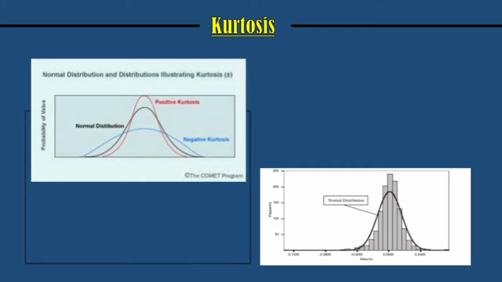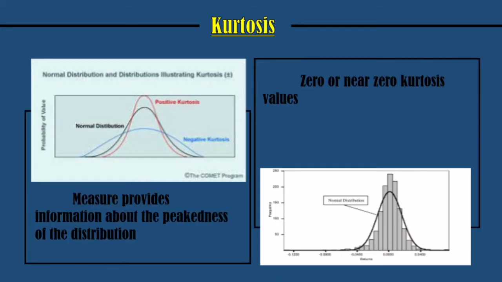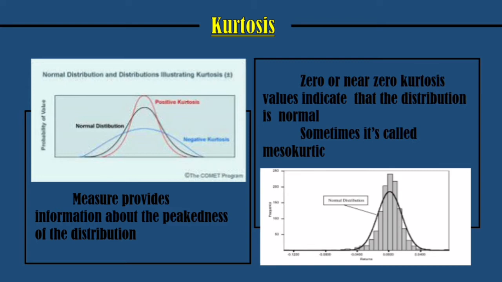Then we have the kurtosis. This measure provides information about the peakedness of the distribution. Kurtosis is actually a statistical measure used to describe the degree to which scores cluster in the tails or peak of a frequency distribution. The peak, as you can see in the illustration, is the tallest part of the distribution, and the tails are the ends of the distribution.